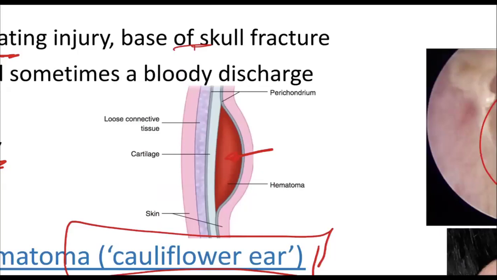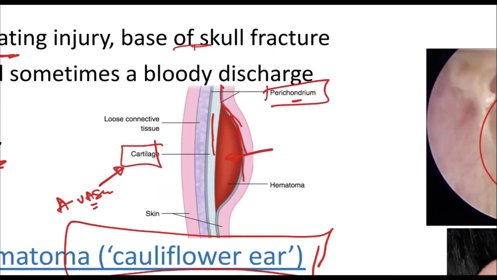Whenever there is bleeding, it will be from the perichondrium because it is a vascular structure. This perichondrium gets separated from the underlying structure, that is the cartilage. This cartilage is avascular. It doesn't have any vascularity. So the blood supply comes from the perichondrium. If the perichondrium gets separated from the cartilage, then there is no blood supply. It will result in avascular necrosis of the cartilage.